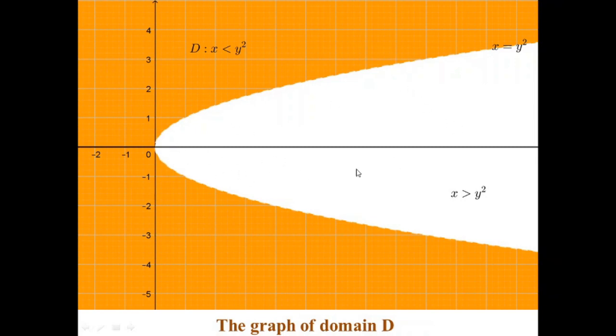This right side, which is white in color, of the parabola x is equal to y square represents those x which are greater than y square, and this left side represents those x which are less than y square. And on the parabola there are the points of ordered pairs x, y satisfying x is equal to y square. Therefore our graph of domain D is this shaded portion, which represents the set of ordered pairs of real numbers x, y satisfying the condition x is less than y square.